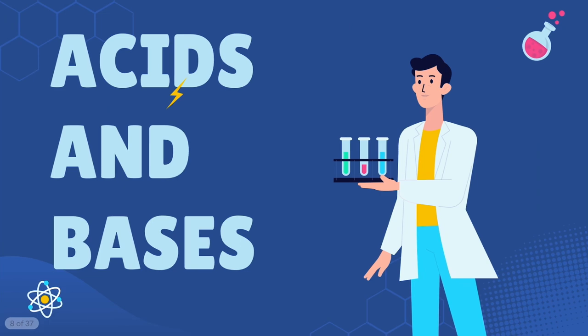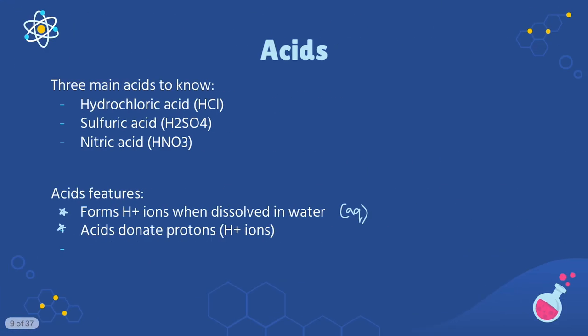Now we're going to be looking at acids and bases. This is more into 7.1 of the syllabus. Acids. So there are three main acids that we need to know, one being hydrochloric acid, the next being sulfuric acid, and lastly we've got nitric acid with these corresponding symbol equations.